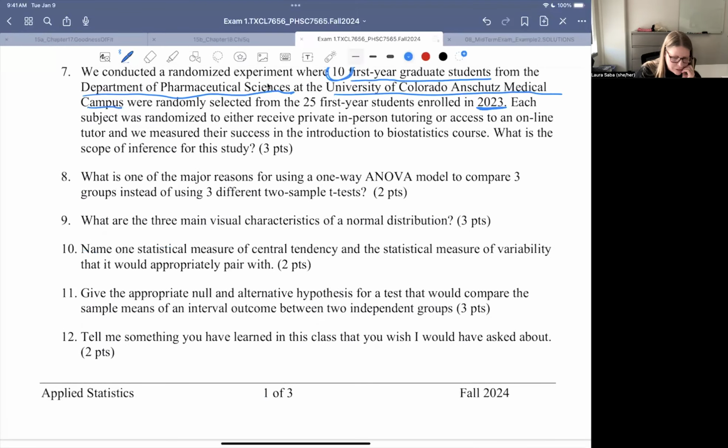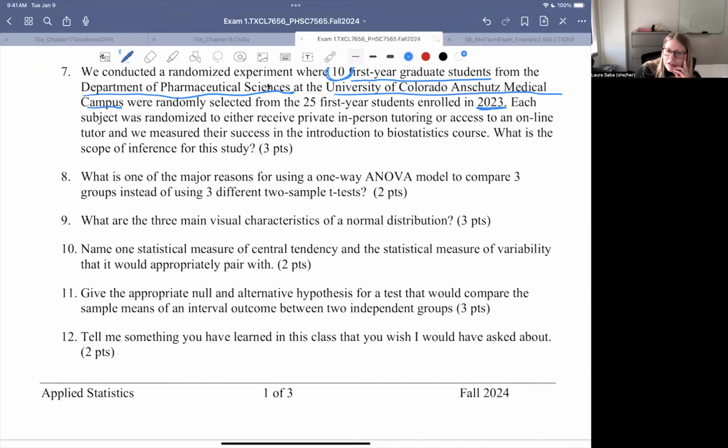What are the three main visual characteristics of a normal distribution? This was in our lecture notes, so it had to be unimodal, it had to be symmetric, and there had to be no sharp drop-offs. It looks like a few people searched it up on the internet and came up with a whole other definition. That wasn't the definition we were using in this class.